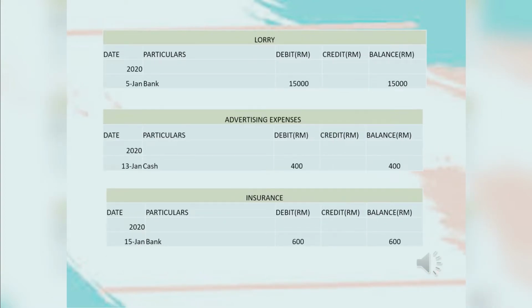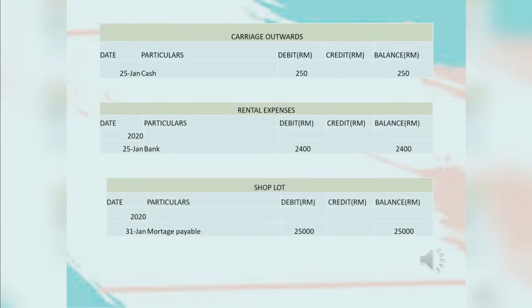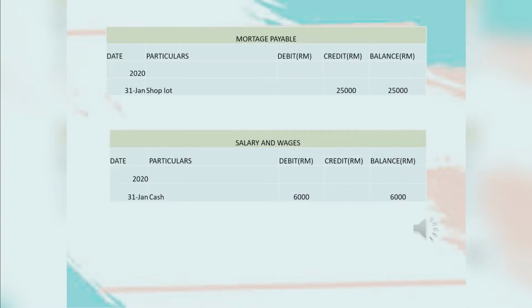AM Bank belongs to credit. Fixture and fittings belongs to debit. Lorry account belongs to debit. Advertising expenses belongs to debit. Insurance account belongs to debit. Discount sales belong to debit. Dividend income belongs to credit. Purchase discount belongs to credit. Carriage outwards belongs to debit. Rental expenses belongs to debit. Shop lot belongs to debit. Mortgage payable belongs to credit. Salary and wages belongs to debit.